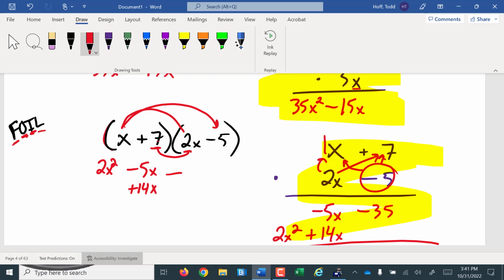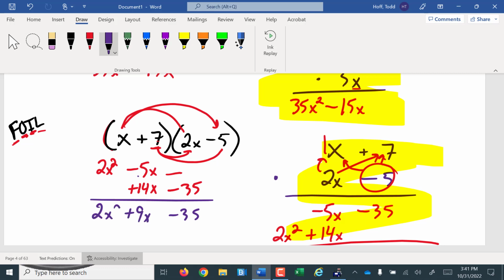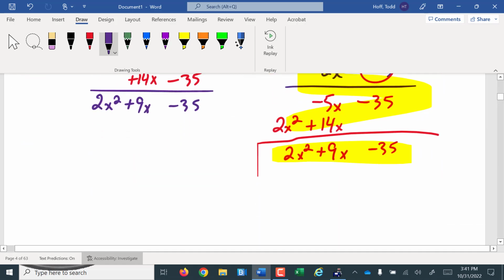Then L stood for last. You combine the last digits. 7 and negative 5 is a negative 35. And then we add those. I've got negative 35. Negative 5x and positive 14 is a positive 9x and 2x squared. It's just a shortcut is all it is. For right now, we'll come back and look at more of this later.